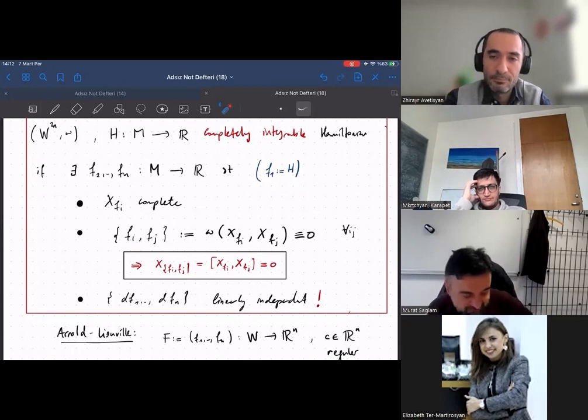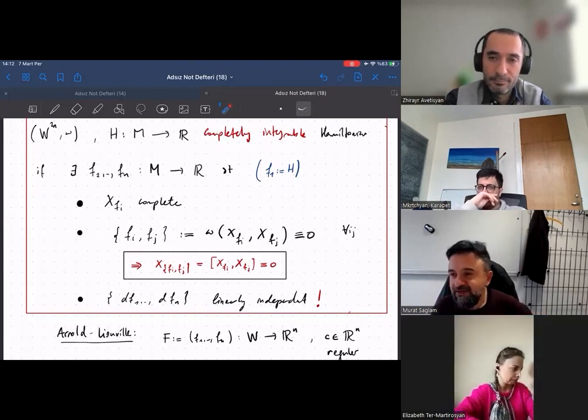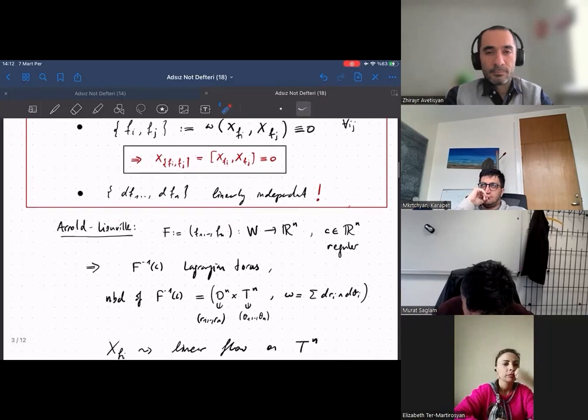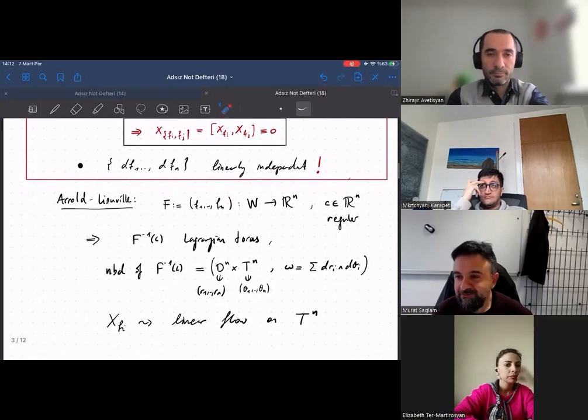So we will assume more structure on this critical set, to be able to say something about the topology of the underlying energy level. Okay, and then another thing to remind is the famous Arnold-Liouville theorem.